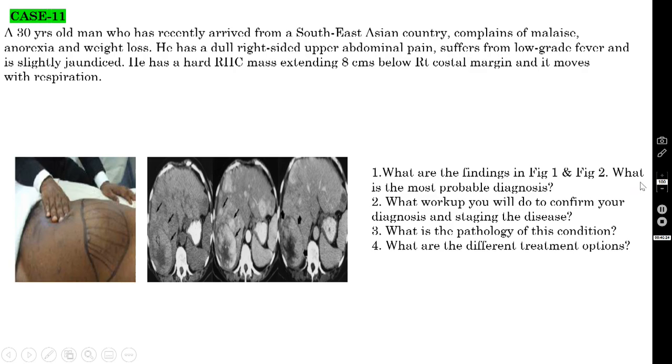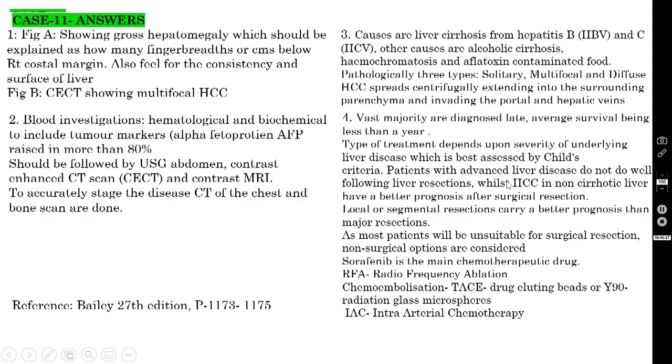What are the findings in figure 1 and 2 and what is the most probable diagnosis? Figure 1 is showing gross hepatomegaly, which should be explained as how many finger breadths or centimeters below the right costal margin. Also feel for consistency and surface of the liver, whether the surface is smooth or nodular, whether it is soft in consistency or hard in consistency. All these things you have to find out.